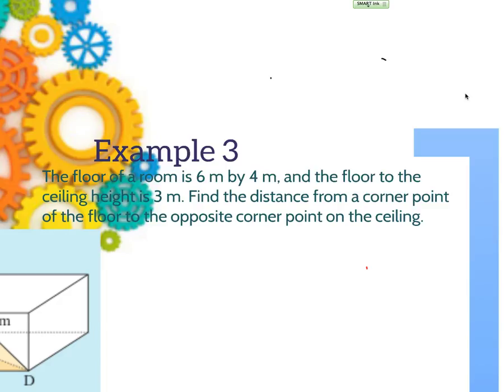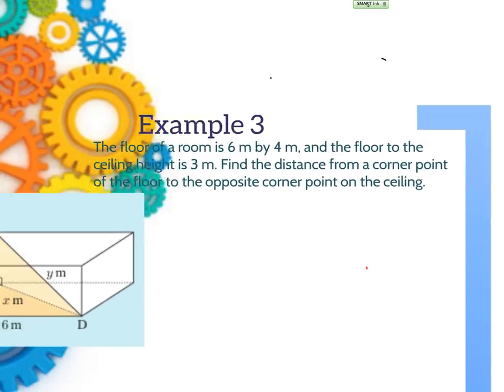So if we think about this room, if it's like 4 meters by 6 meters, that's the floor, 4 by 6. The height is 3 meters. What we are looking for, our final answer, will be the distance from the corner point on the ceiling to the corner point on the floor all the way over there in the corner. Okay?